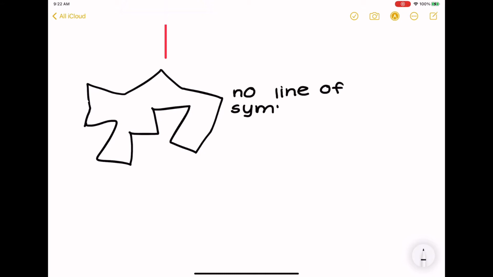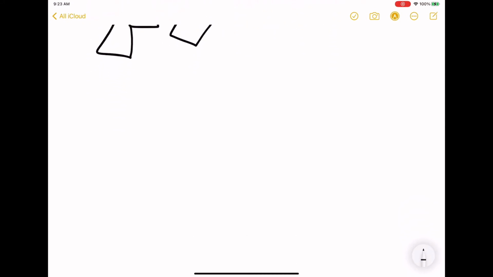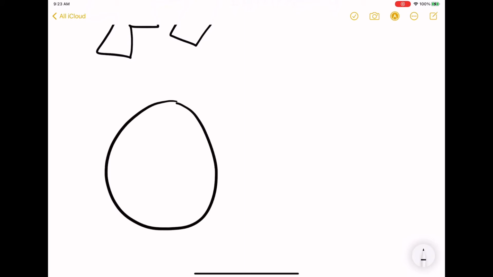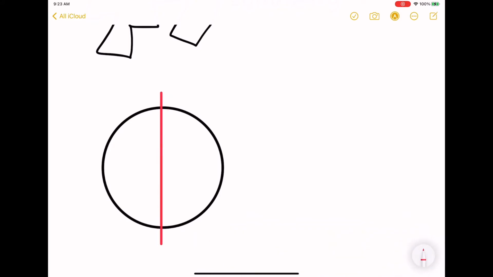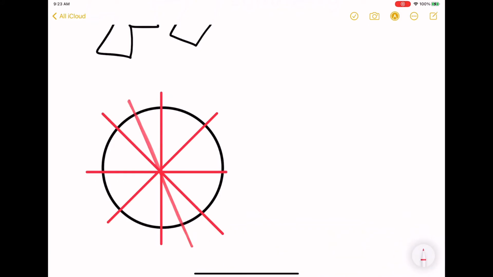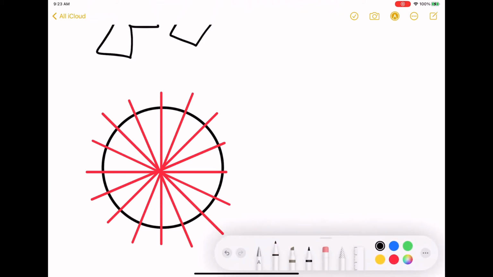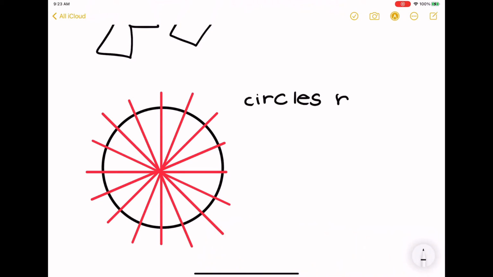Now, for example, this shape, which is an organic shape, has zero lines of symmetry because no matter which way we try to split it, we will not have something that we can fold in half that will line up perfectly. Circles are a special case, however. We can split a circle in so many ways, and either way we split it, we'll still have the same size, which is half of the circle. So circles have infinite lines of symmetry.